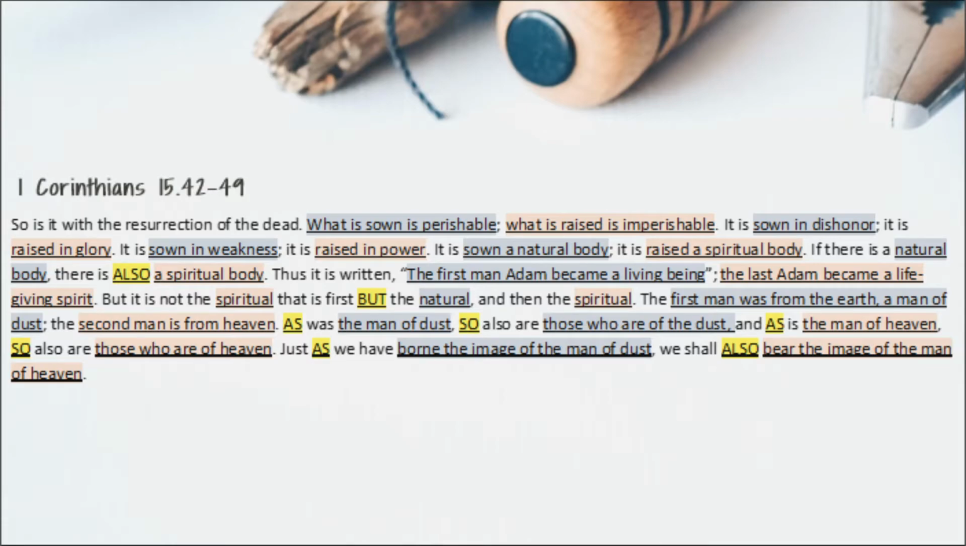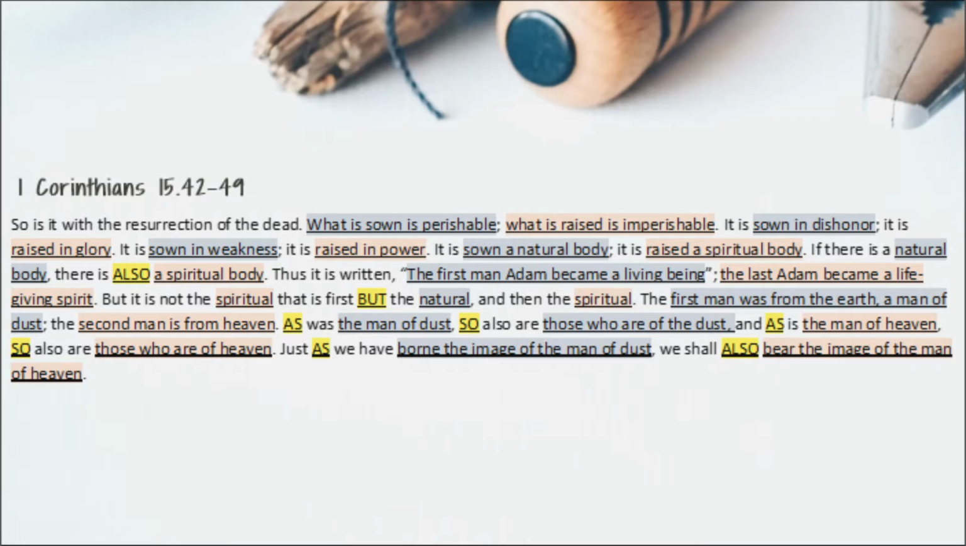So sown is perishable, raised is imperishable, sown in dishonor, raised in glory, sown in weakness, raised in power, sown a natural body, raised a spiritual body, right? Natural body, spiritual body again. Thus it is written. Are you guys with me? Yeah.